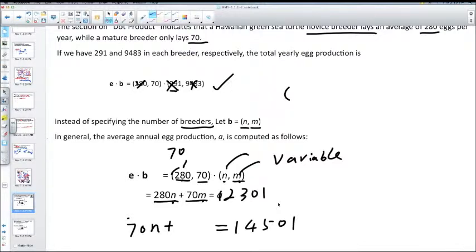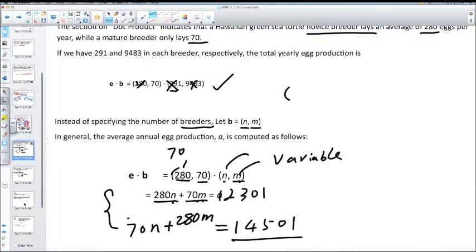but you got the new eggs, maybe matured as novice, novice breeder 280 times M, and you got another equation. Then you got a system of equations. I did not think through this, but that's the idea. We got the equations. Let's look at the last example.